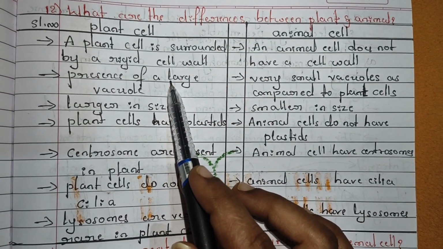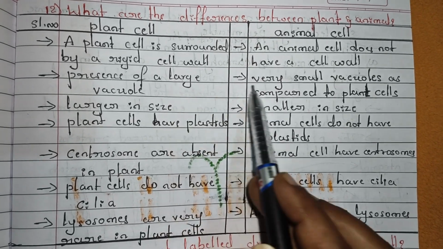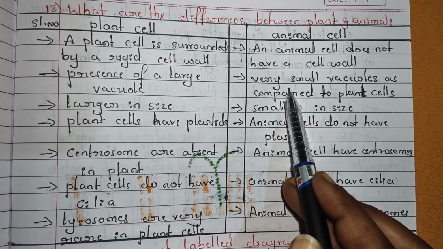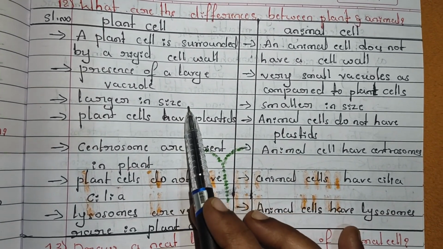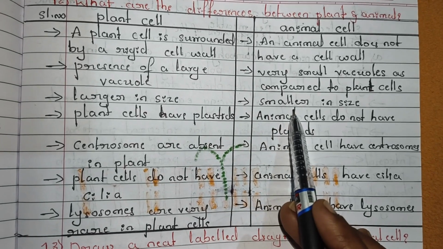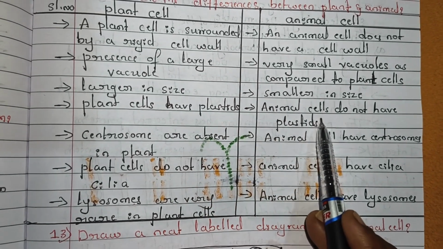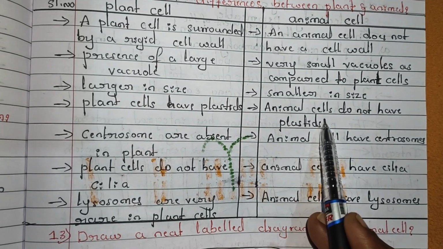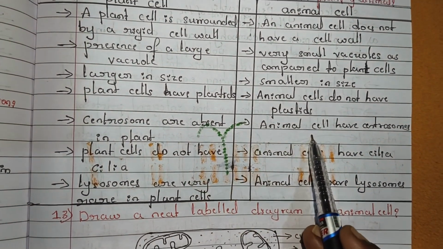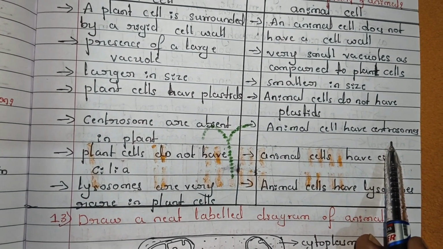Plant cells contain 90 to 92% vacuole, and animal cells have very small vacuoles, many in number. Plant cells are large in size and animal cells are smaller. Plant cells have plastids, but animal cells don't have plastids. And centrosomes are absent in plant cells. Animal cells have centrosomes.